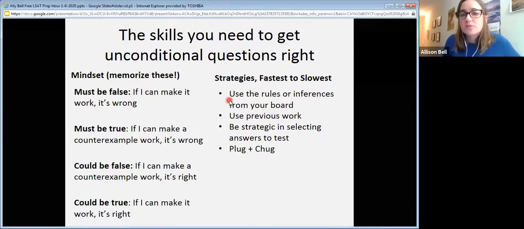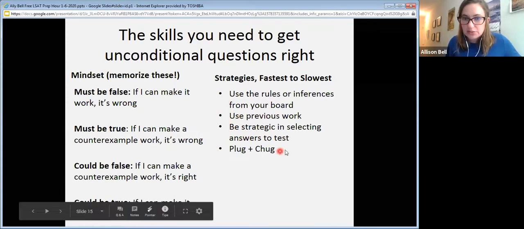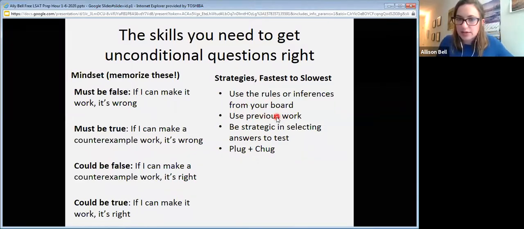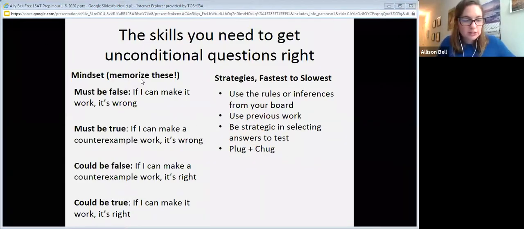And then you also want to know all the strategies that you can use and start practicing them in order from fastest to slowest on any given question. So the fastest way to get one of these questions right is if you just see the answer really obviously on your board or from your inferences. The second fastest way is if you have a diagram that you've already created for a previous question and you can find the answer there. If you can't do that, then you want to be strategic about figuring out which answer should I test first, and then don't be afraid to use the plug and chug strategy.